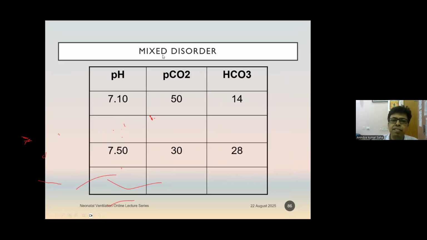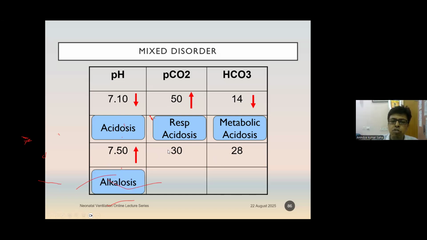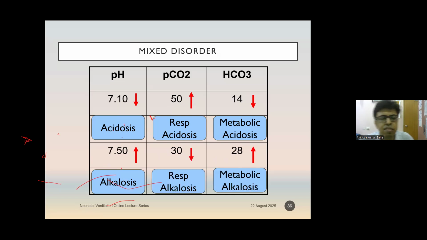But in these cases, if the pH is 7.10, it is acidosis. PCO2 is high, so there is respiratory acidosis. Bicarbonate is also low, so there is also metabolic acidosis. So this is an example of mixed acidosis, respiratory and metabolic. Similarly, in the example of 7.5, it is alkalosis, whereas bicarbonate is also high and PCO2 is also low. So it is both respiratory and metabolic alkalosis. So this is known as mixed alkalosis.